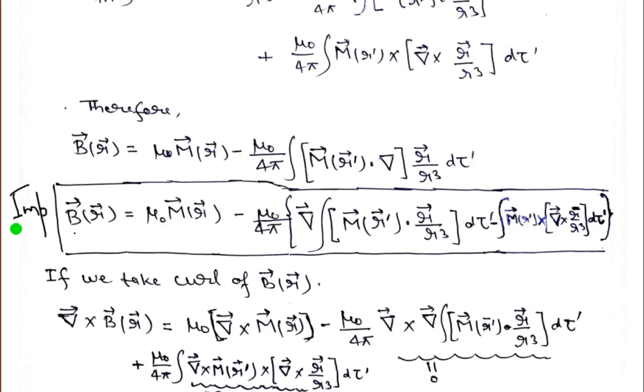What is important? That means the magnetic field due to a magnetized object, if you try to find it outside of this magnetized object, is equal to mu 0 capital M vector. Capital M vector is the magnetization of the magnetic material, minus again some quantity, that is a complex integration.